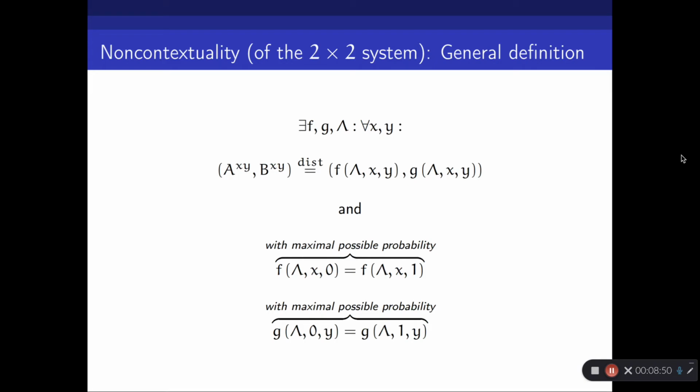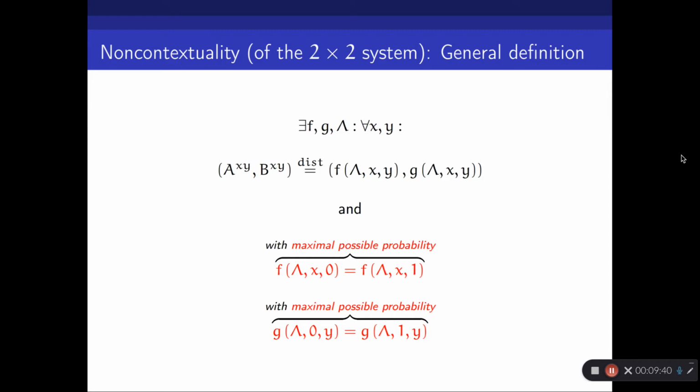It can be generalized to situations when marginal selectivity is violated. Here is the definition. The beginning is the same as before. The 2x2 system is non-contextual if one can find functions f, g and a random variable lambda such that this pair of random variables is distributed as the AB pair at the same values of x and y. In addition, however, and here lies the generalization, we require that the value of f change as little as possible in response to y, so this equality is preserved not always, but with the maximal possible probability. Analogously, the value of g should change as little as possible in response to x in the same sense.